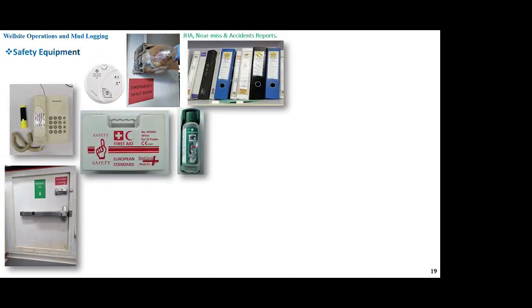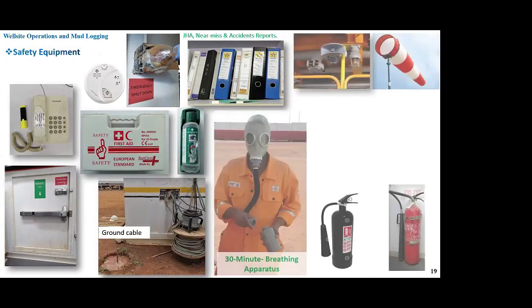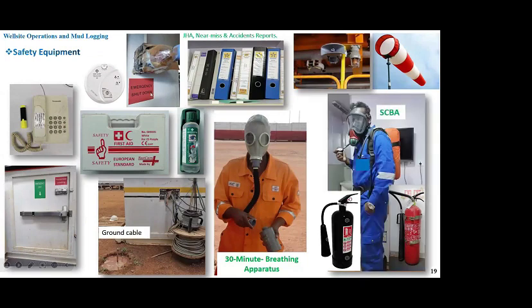disciplines. This is the safety equipment in the mud logging unit. For example, this is the emergency shutdown. This is the 30-minute breathing apparatus. This is SCBA, self-contained breathing apparatus, especially during hydrogen sulfide breaks. It's the wind sock, and those are different types of fire extinguishers. This is the ground cable, in case of heavy rains and thunder. Also during the normal operations, they use the ground cable.